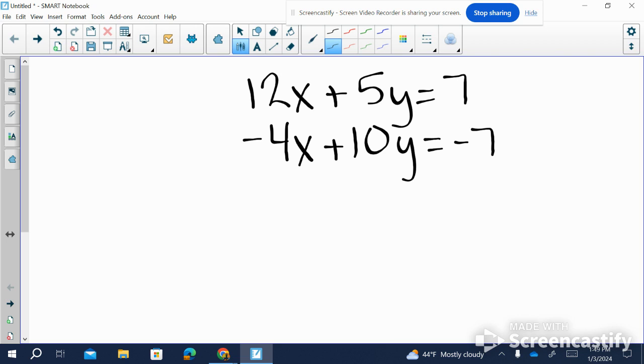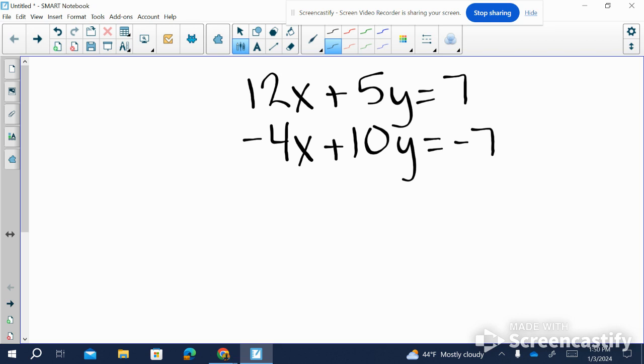Okay, so as I'm looking at this system of linear equations, I have to think to myself, which method would be the best to use? Would it be graphically? Would it be substitution? Or would it be the elimination method? The answer is the elimination method because we can see that this is written in standard form.